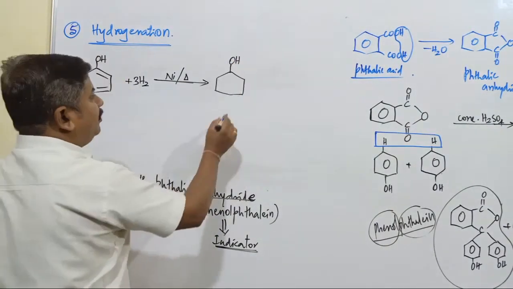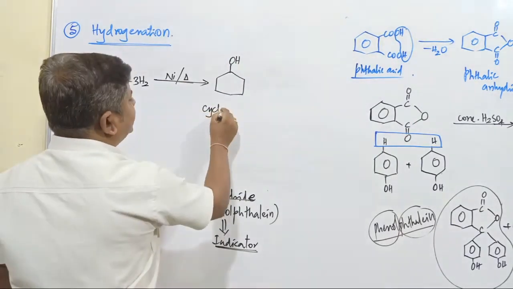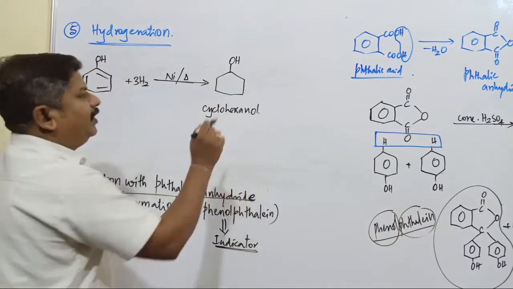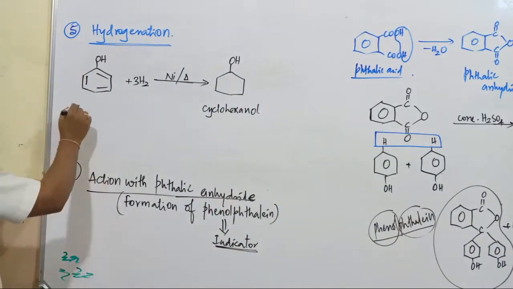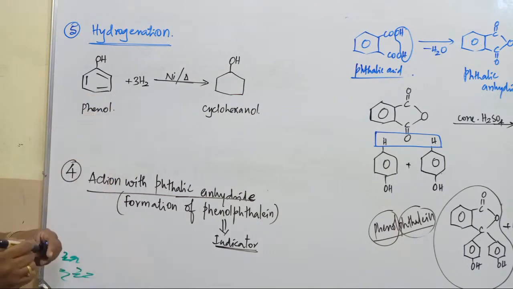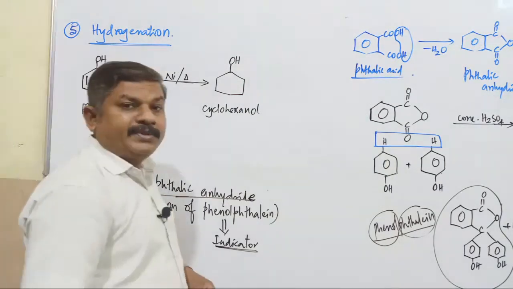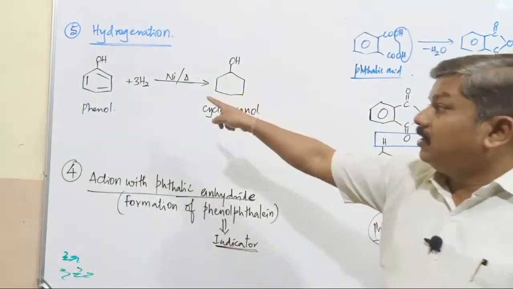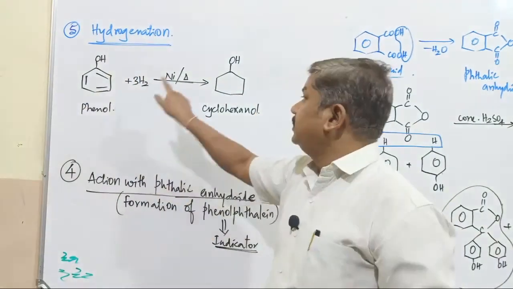There is no double bond. This is commonly called cyclohexanol. It's not phenol, it is known as cyclohexanol. This is known as phenol. Phenol converts into cyclohexanol compound in the process of what? Hydrogenation. What is hydrogenation? Addition of hydrogen, double bond gets converted into what?